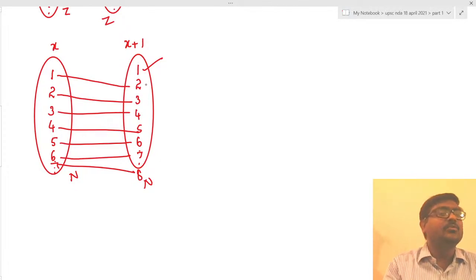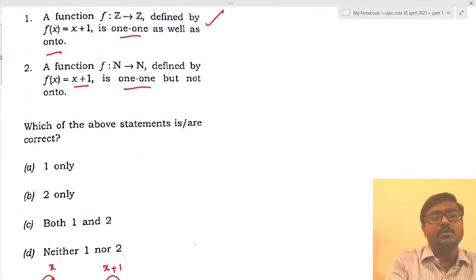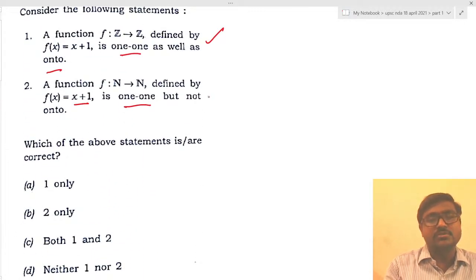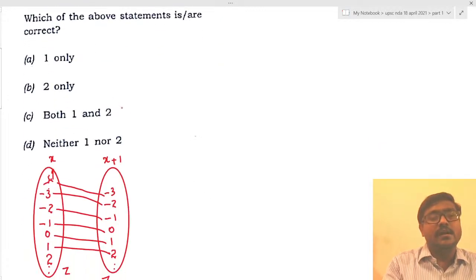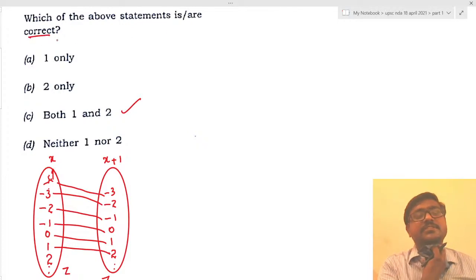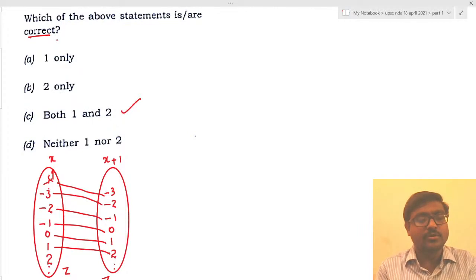Since the range and the codomain are not coinciding, that 1 is left here. So it is not onto. So this is 1-1 but not onto. That's what they have also said. So this is also true. So both the statements are true. So option C is the right answer. Both 1 and 2 correct, they are asking. So both 1 and 2 are correct. So option C is the right answer. We will move on to the next question.